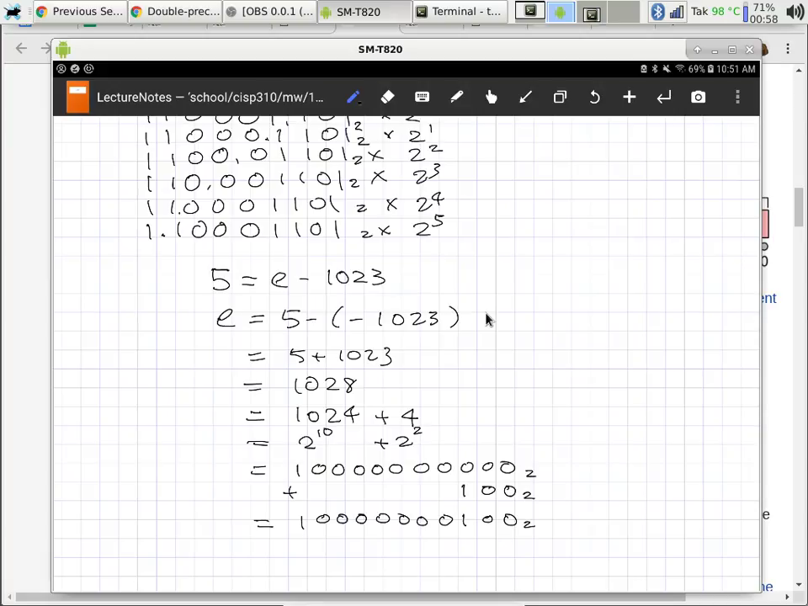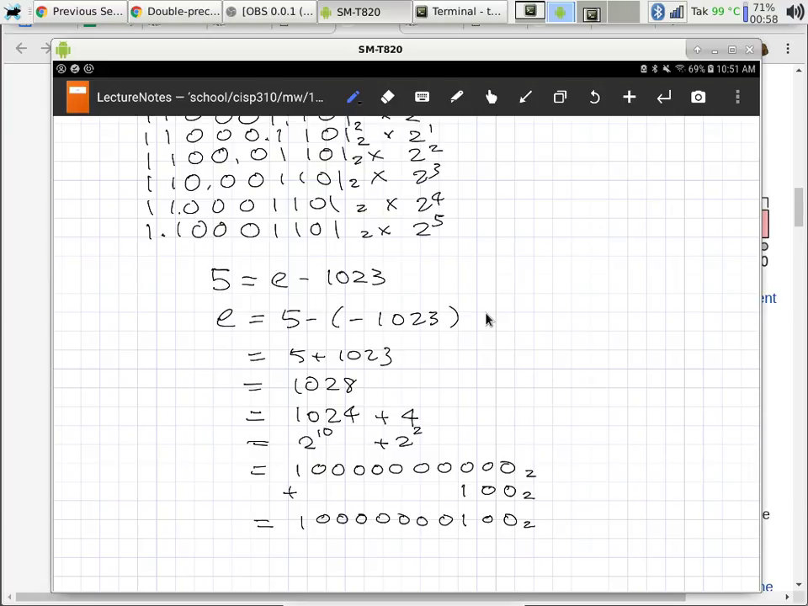Because the E, which is the green portion of a floating point number, is biased by 1023. So whatever that unsigned number is, you have to subtract 1023 to get to the actual exponent that we want. So in this case, the actual exponent that we want is 5. So I want to go backwards and figure out what that green portion is supposed to be. So are we still okay? All right. Okay. So we got all the components figured out at this point.